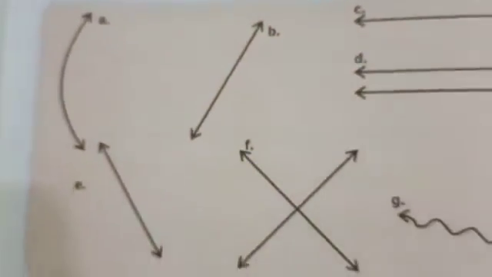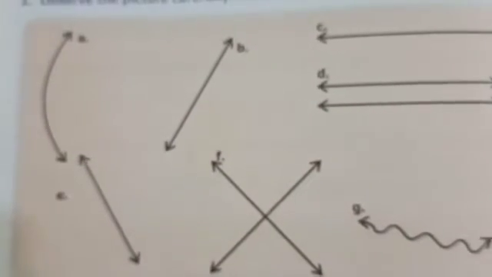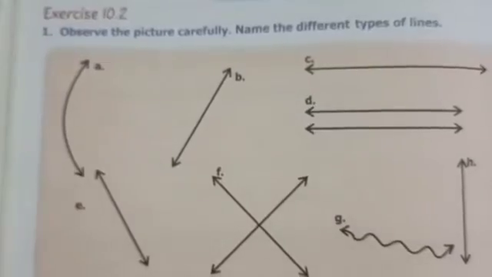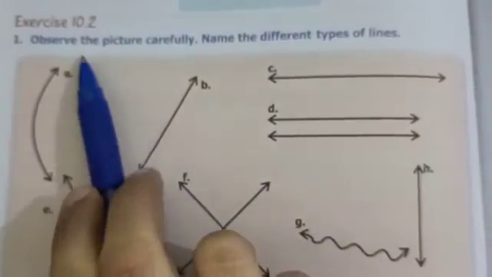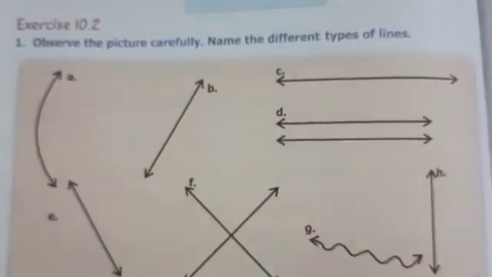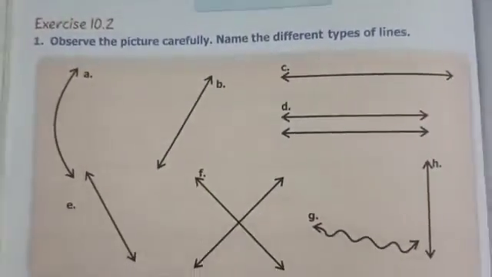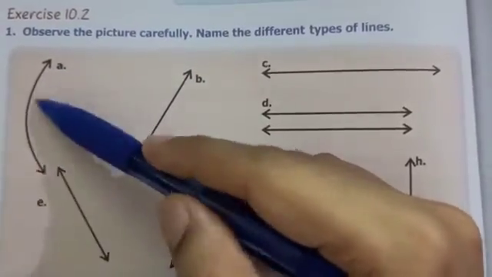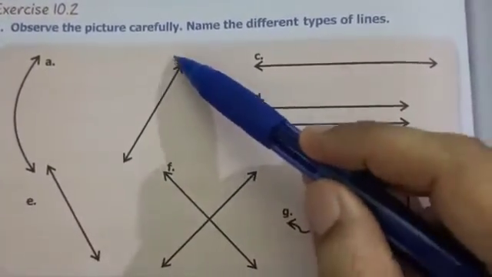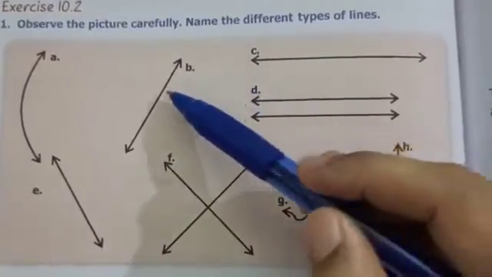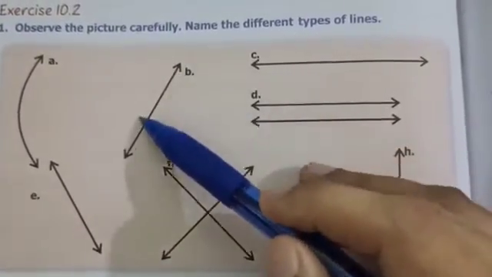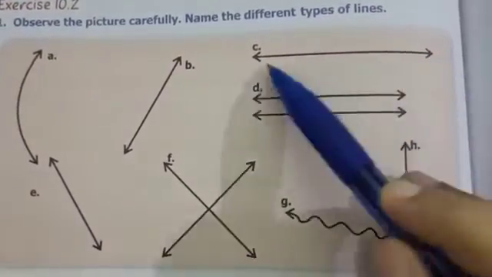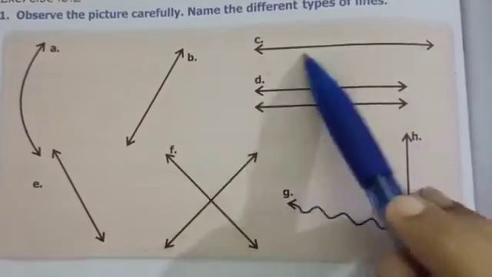Right? Now let us solve question number 1. Question number 1 is: observe the picture carefully and name the different lines. See, first one, A. See what type of line is this? Curved. B. Is it horizontal or vertical? No, it's neither horizontal nor vertical. It is a slant line. C is a horizontal line from left to right.